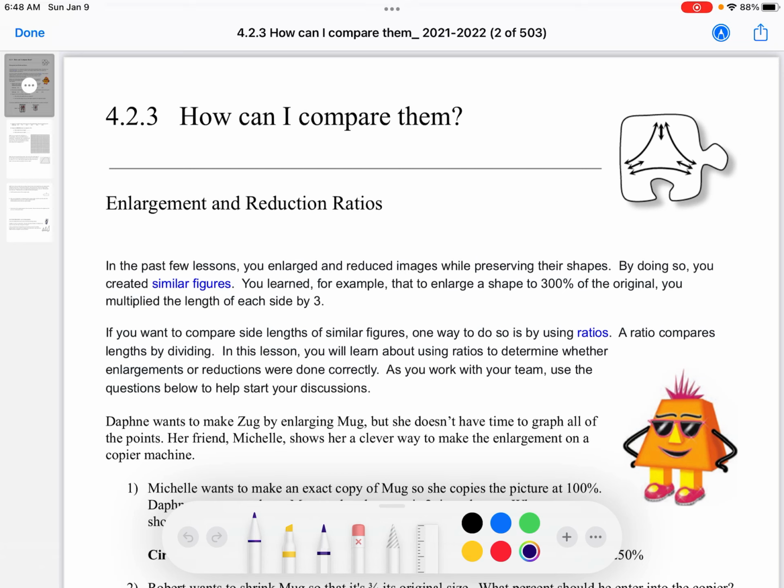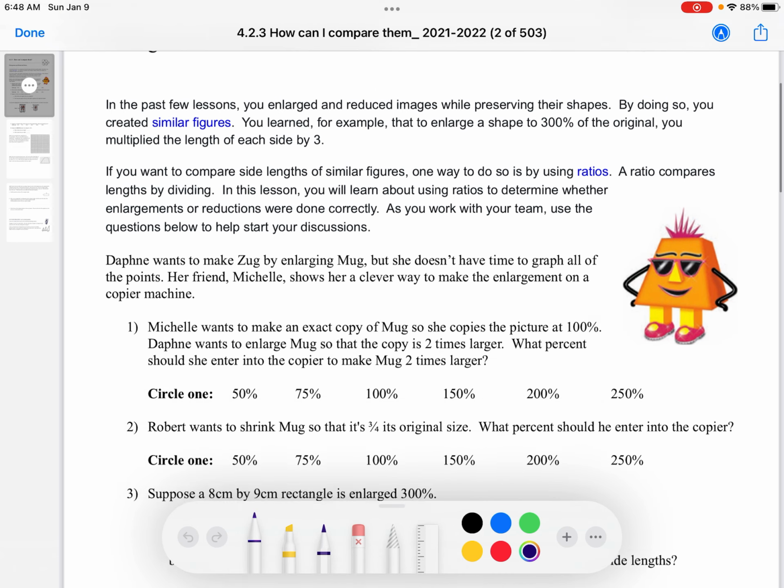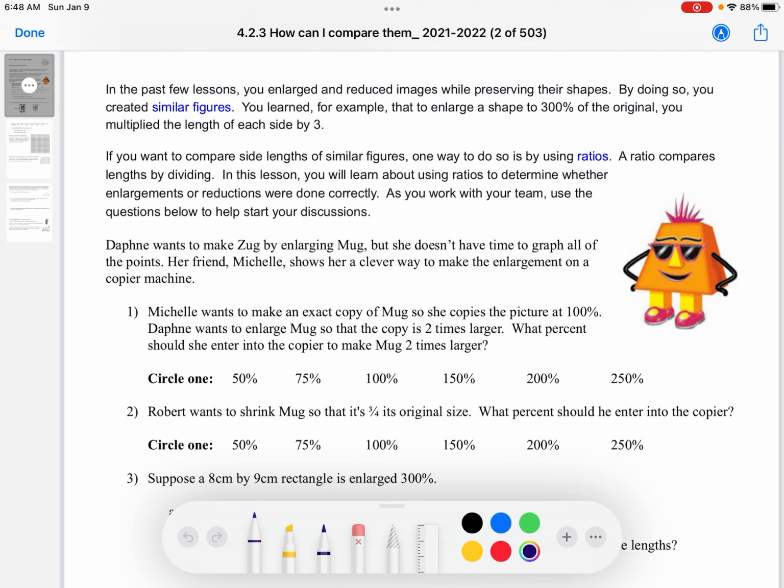All right, we're working on 4.2.3, enlarging and reducing ratios. In the past few lessons, you've enlarged and reduced images while preserving their shape. By doing so, you created similar figures. You learned, for example, that to enlarge a shape to 300% of the original, you would multiply the length of each side by 3, because 300% is 300 per 100, right, which equals 3.